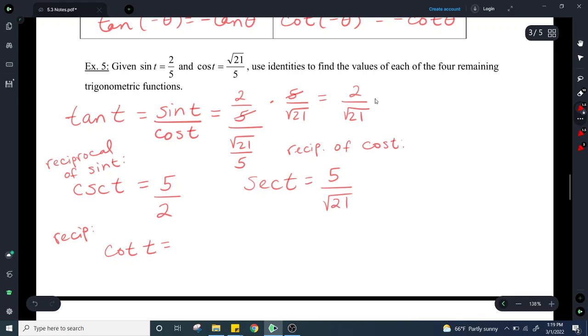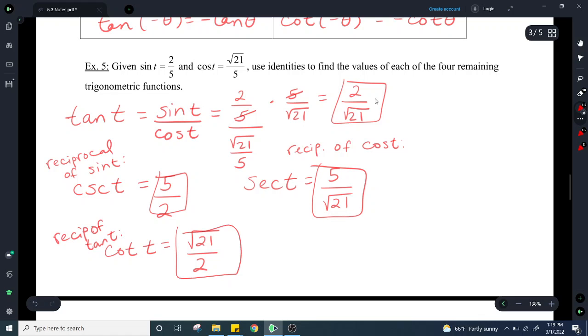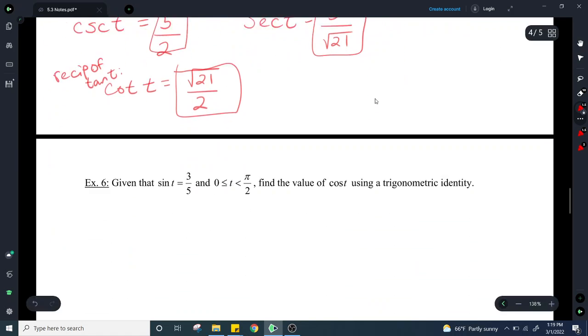Let's do that. Reciprocal of the tangent function. And so if tangent was 2 over the square root of 21, cotangent is going to be the square root of 21 over 2. All right, so these are my other 4 trig functions right here. For this particular angle t, whatever it is, we don't know. We don't care what t is. We just needed to know what the other 4 trig ratios were for that particular location.